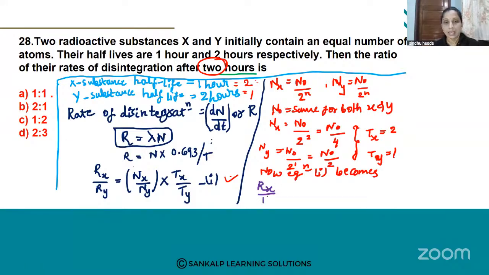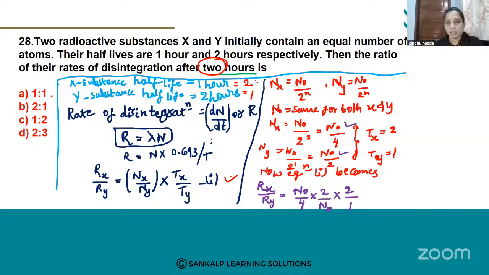Here Rx by Ry is equal to, in place of Nx substitute N naught divided by 4. Okay, and what is Ny? Ny is N naught by 2. So dividing by N naught by 2 becomes the reciprocal, 2 by N naught. You understand, right? Okay, into Tx by Ty. Tx is 2 and Ty is 1. Okay, 2 by 1.